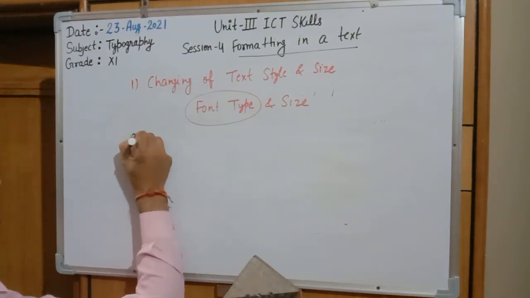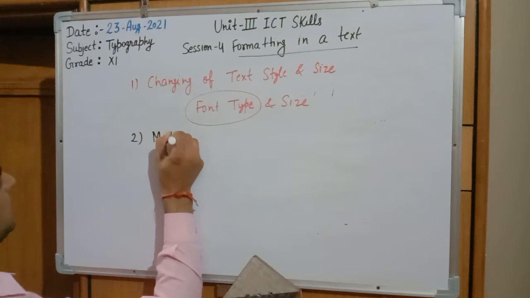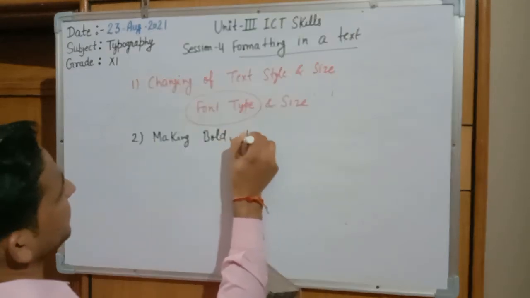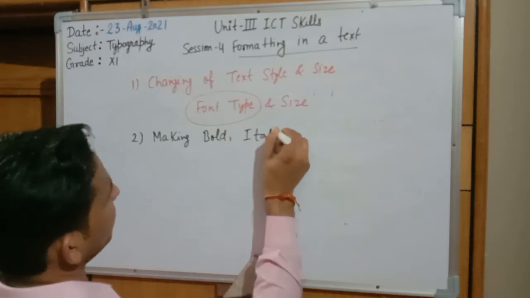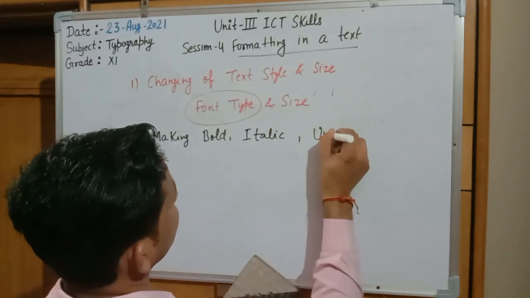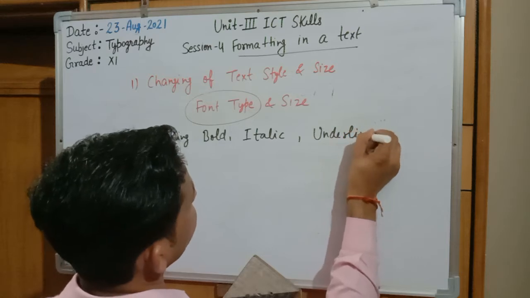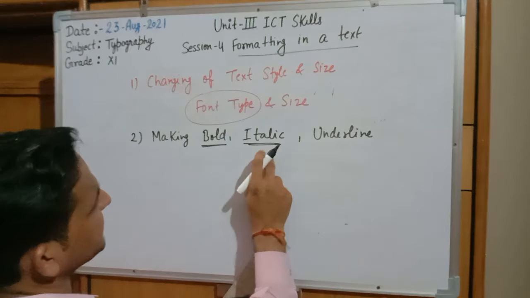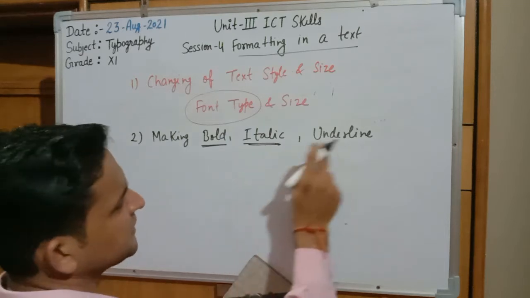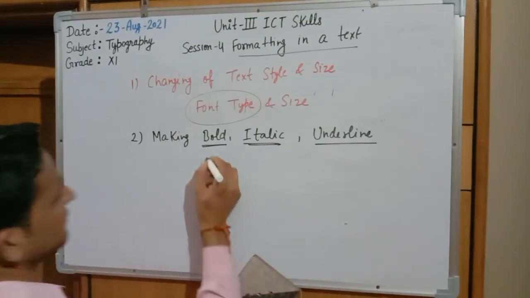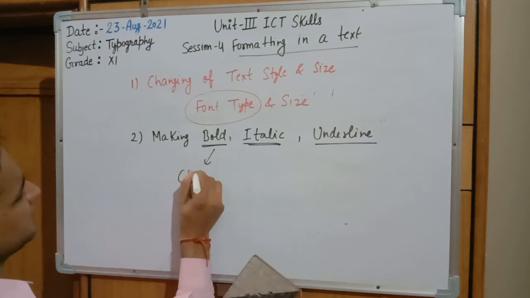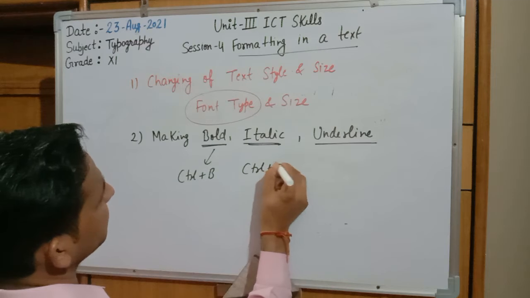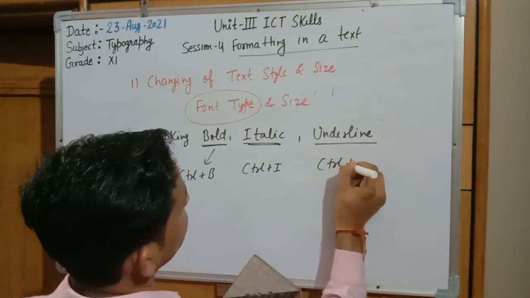Next, the second is making bold, italic and underline. It's very simple, like MS Word. Bold means to highlight, italic means tilting text, or we can say slanting the text. Underline means to underline. For that we can use the shortcut keys Control plus B, Control plus I, or Control plus U.